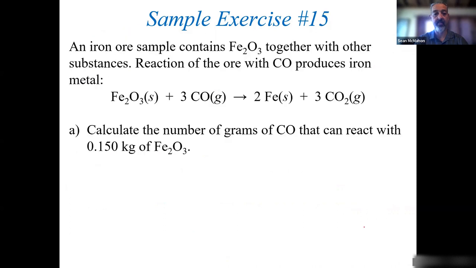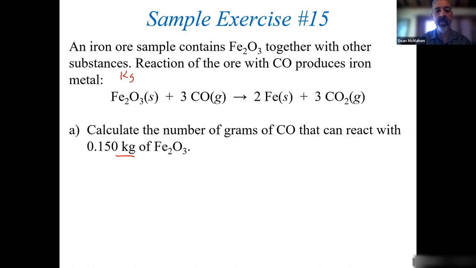Okay. This time, I'll give you the balanced equation, but we're going to change it slightly. Instead of giving you grams, we're going to start with kilograms. Okay, so I have kilograms of Fe2O3. Now, how do I know this is even stoich?